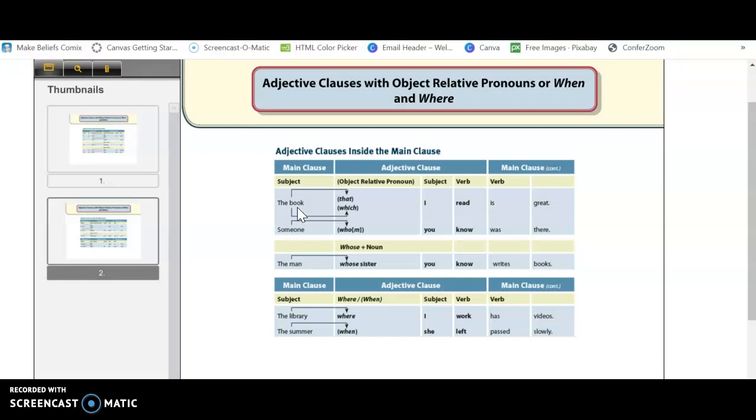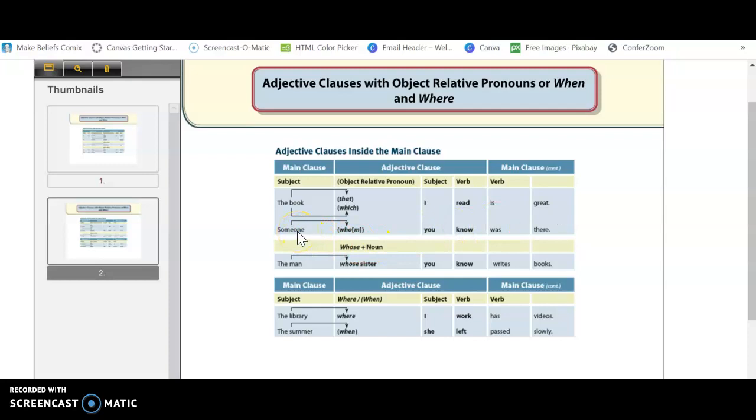So let's have a look at the first sentence. If you look at the main clause, the book is great, okay? And this clause in the middle, the adjective clause, was created by the sentence, I read that book, right? So which book did you read? So the book that or which I read is great. Okay, so we added this adjective clause to describe the book in the main clause.